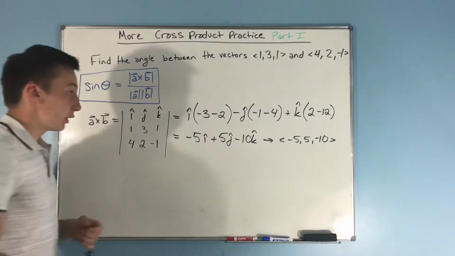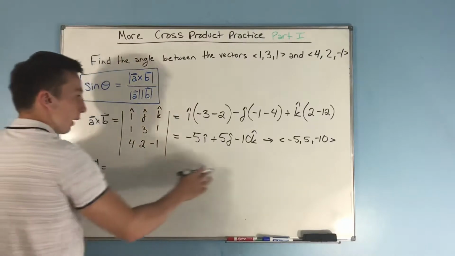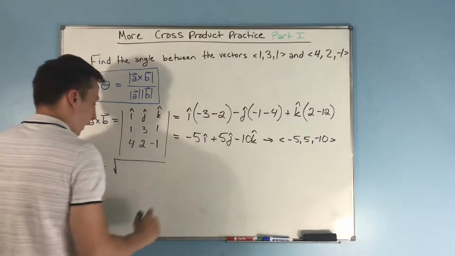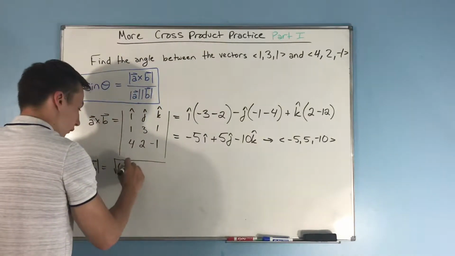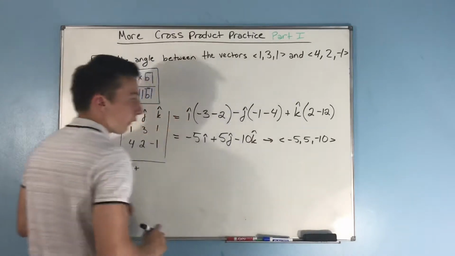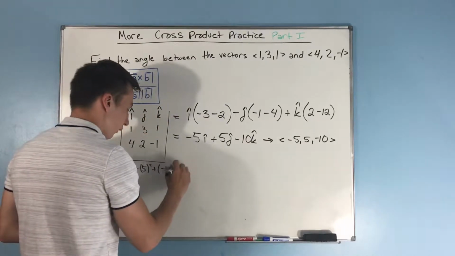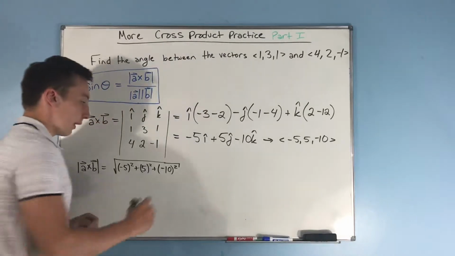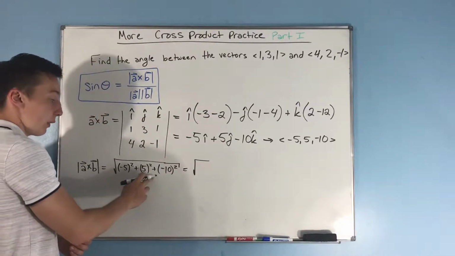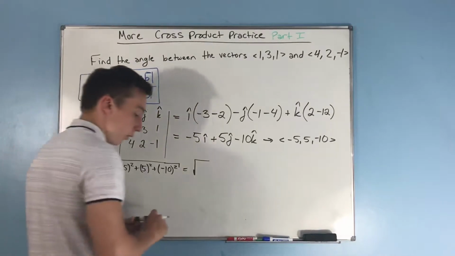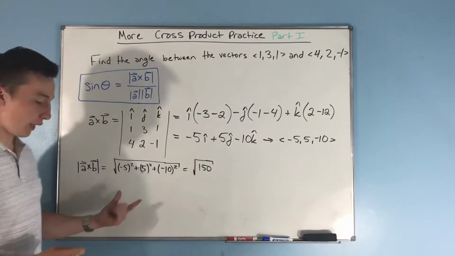We need to find the magnitude of it. So the magnitude of A cross B is going to be equal to, well, now we do the distance formula with this vector. We need to take the sum of the squares and take the square root of that. We have negative 5 squared plus 5 squared plus negative 10 squared. That's 25 plus 25, which gives us 50, and then plus 100, which gives us root 150. So that is the magnitude of A cross B.